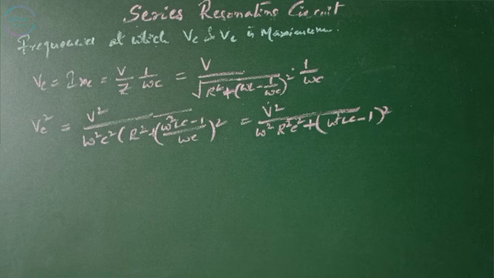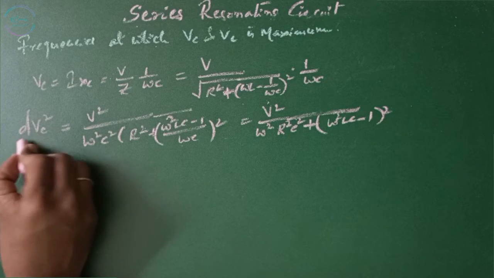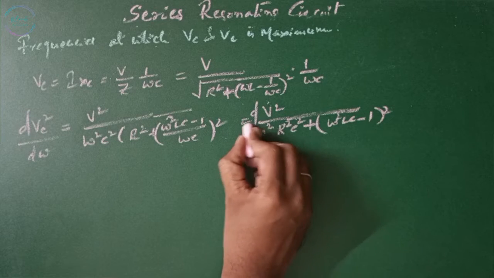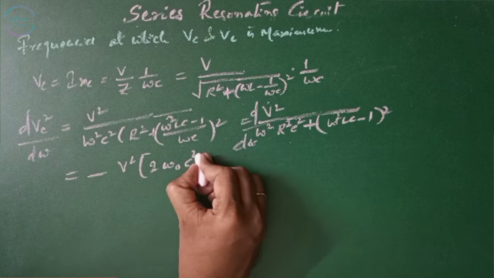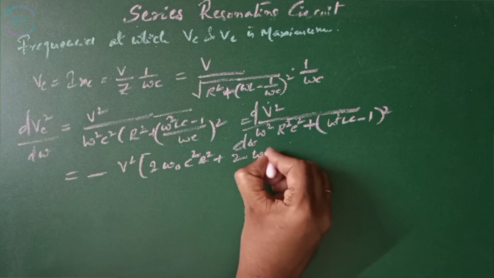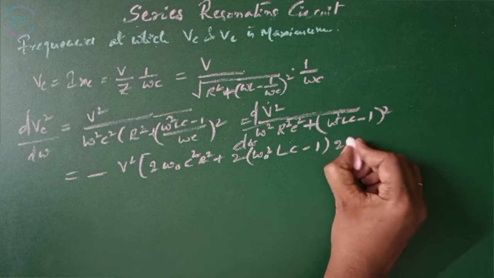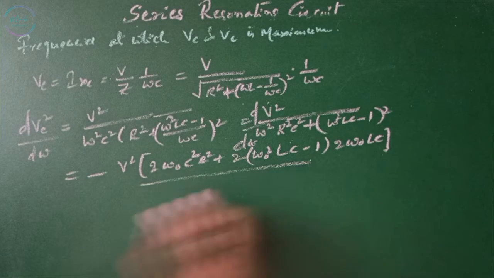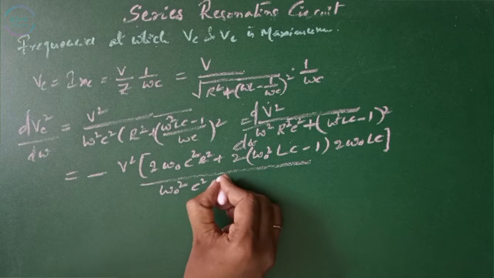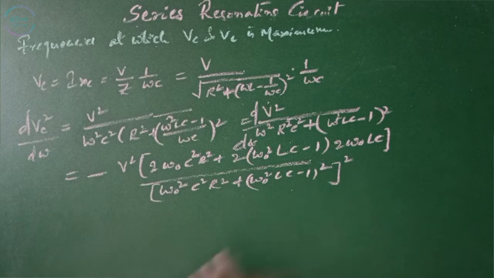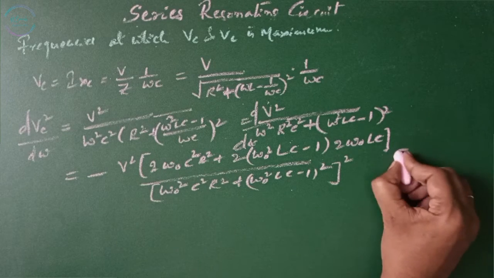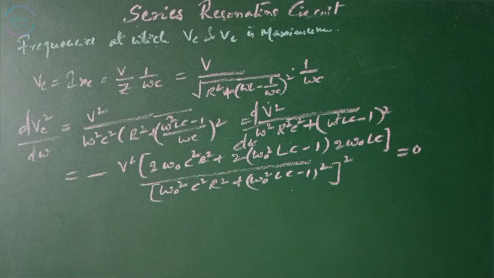The frequency at which VC is maximum can be obtained by differentiating VC and equating the first derivative to 0. Differentiating this equation with respect to omega, we get minus V square times 2 omega naught C square R square plus 2 omega naught square LC minus 1 times 2 omega naught LC, divided by omega naught square C square R square plus omega naught square LC minus 1 whole square, all to the power of 2. We need to equate this to 0, so the numerator will be equal to 0.